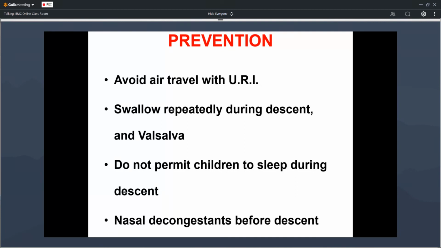So how will you prevent aero-otitis media or otitic barotrauma? Avoid air travel if there is an upper respiratory tract infection, and ask the persons to swallow repeatedly during the descent and do the Valsalva maneuver during the descent. This is only for air travel. During descent, there is a sudden increase in the atmospheric pressure, then they will develop locking of the eustachian tube, then this otitic barotrauma.